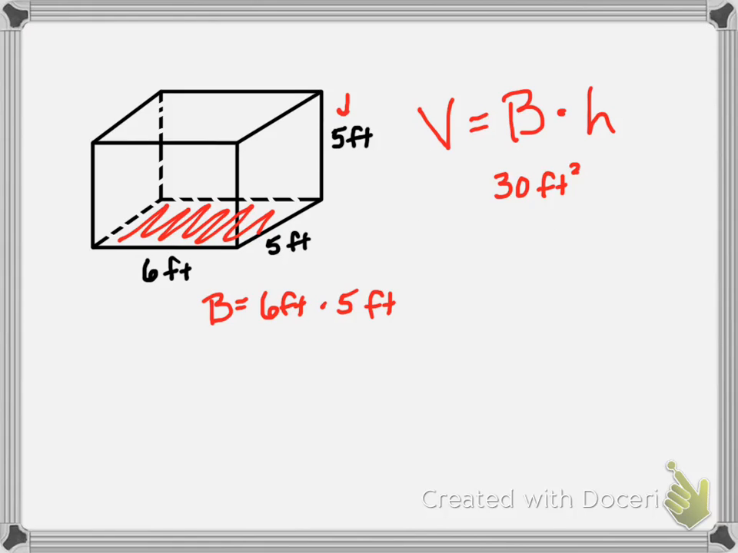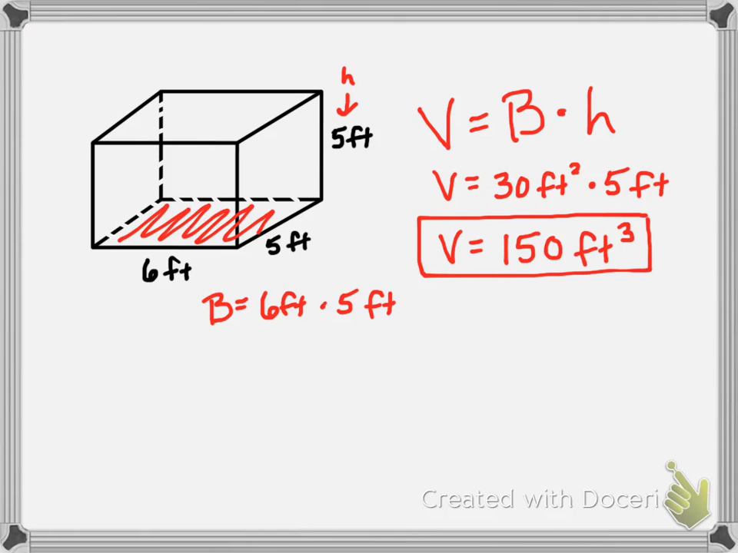Now, for the height, that's just 5 feet. How do I know that that's my height? Is it because it's up and down? No, it's because I chose the bottom, the flat part, to be my base, so the height has to be perpendicular. So now I have that my volume equals 30 feet squared times 5 feet. So I can just multiply, and I get 150 feet cubed.